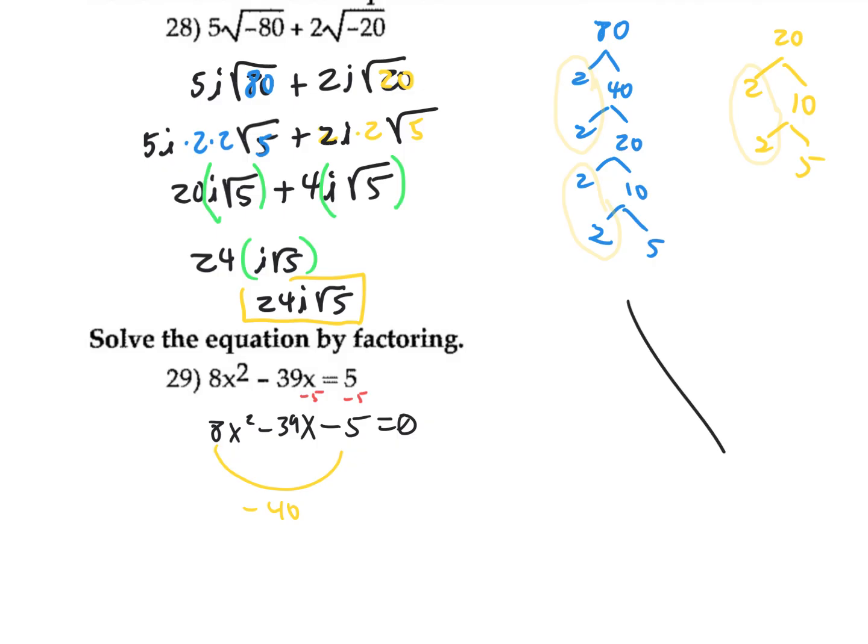You can always bust out that big X. You put the negative 40 here. You put the negative 39 here. You ask yourself what two numbers multiplied to negative 40 but happen to add to negative 39. I think we can see that would probably be a 40 and a 1, and it would be a negative 40, right? Because negative 40 times 1 is negative 40. Negative 40 plus 1 is negative 39.